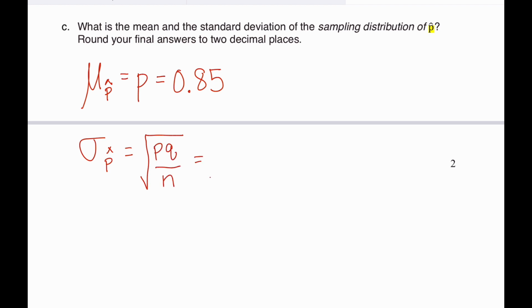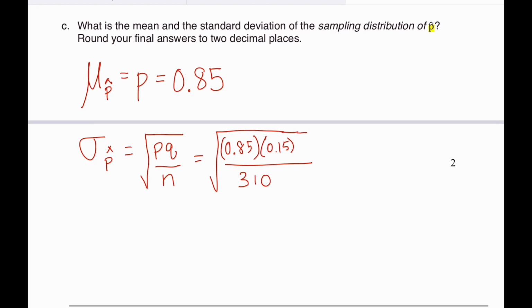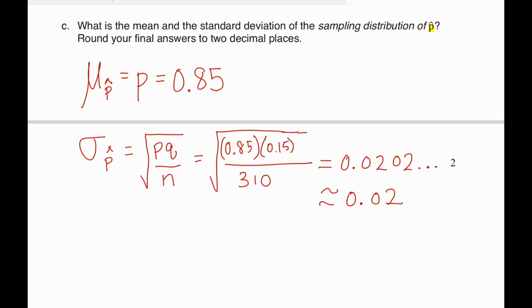So in this case, that is 0.85 times 0.15 over 310. Now, I would normally just pop that into my calculator, and we get something that looks like this, and it rounds to 0.02, so that's about 2%.